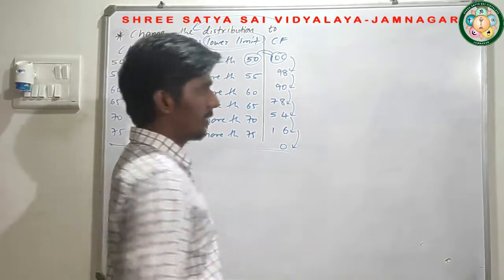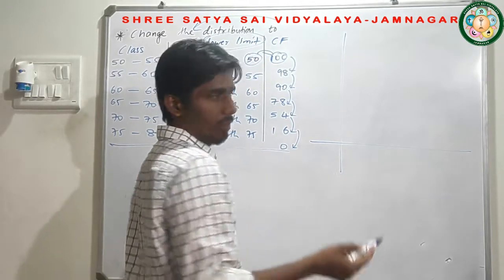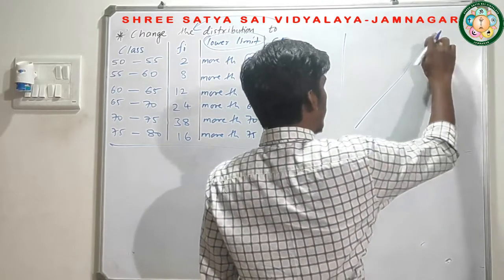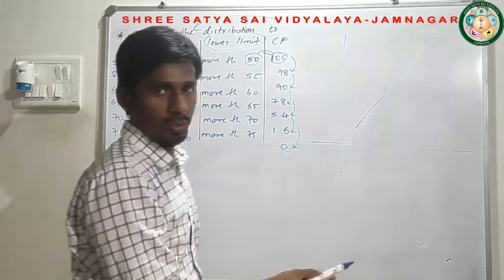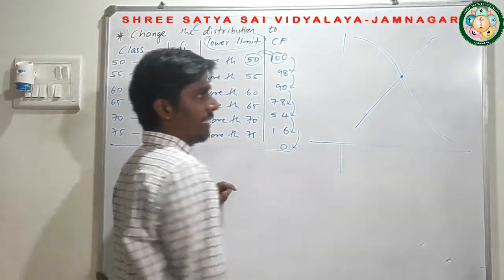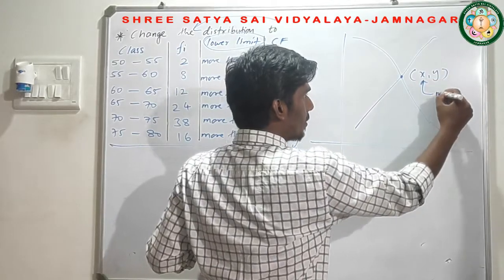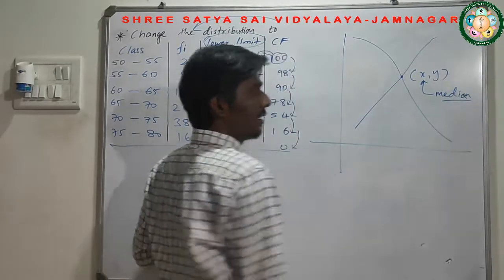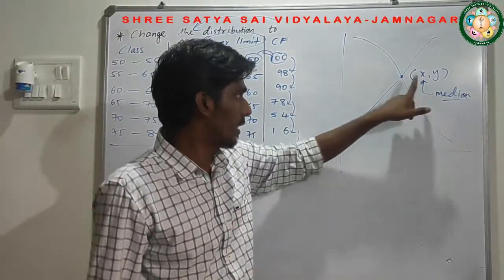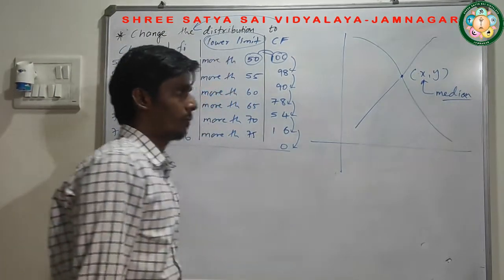Now here we completed all the methods. Now one more thing I have to explain. In short, you will always get the less than type graph from bottom to top, and the more than graph from top to bottom. When both ogives intersect each other, and the coordinates are x and y, then this x is always the median. So where the more than graph and less than graph intersect each other, the x coordinate is the median. This question is important for objective one.